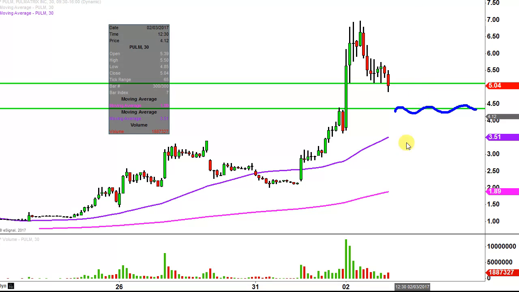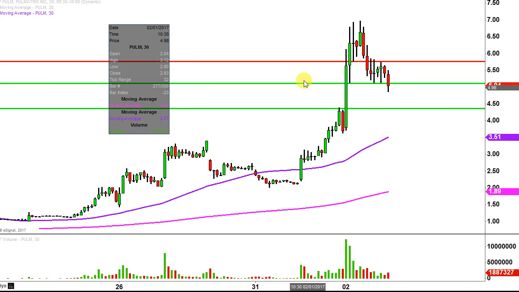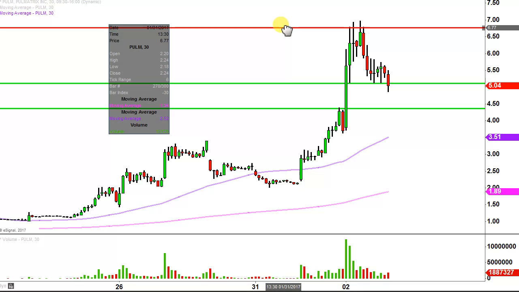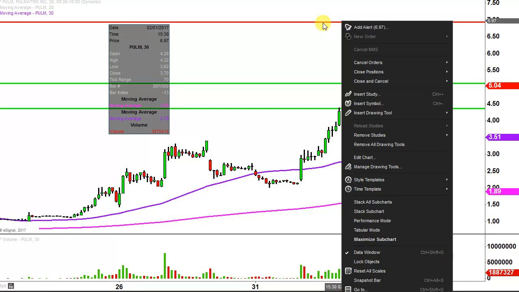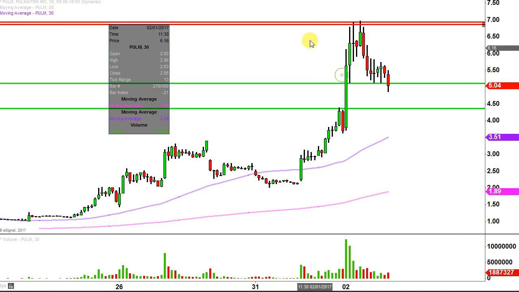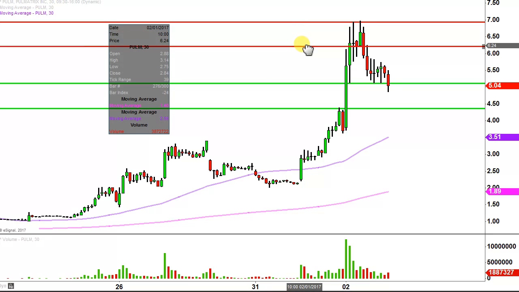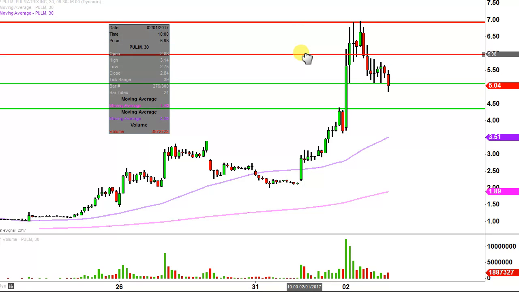What about areas of resistance? Two key levels. The first one is the fun one, everybody loves to talk about testing previous highs, breaking new highs, and that's where the 6.95 mark comes into play. But in many situations, as is the case here, there's usually another bridge that first needs to be crossed. And in this case, that initial bridge, for me at least, is that $6 mark.